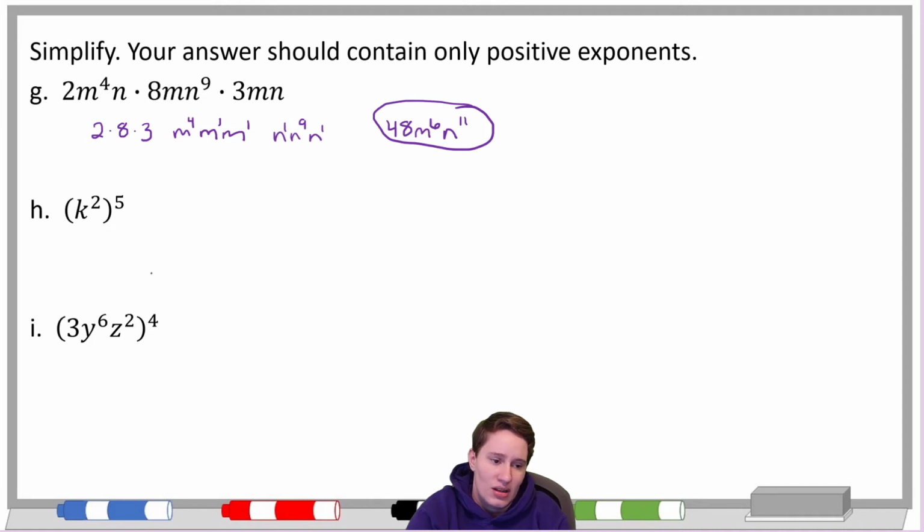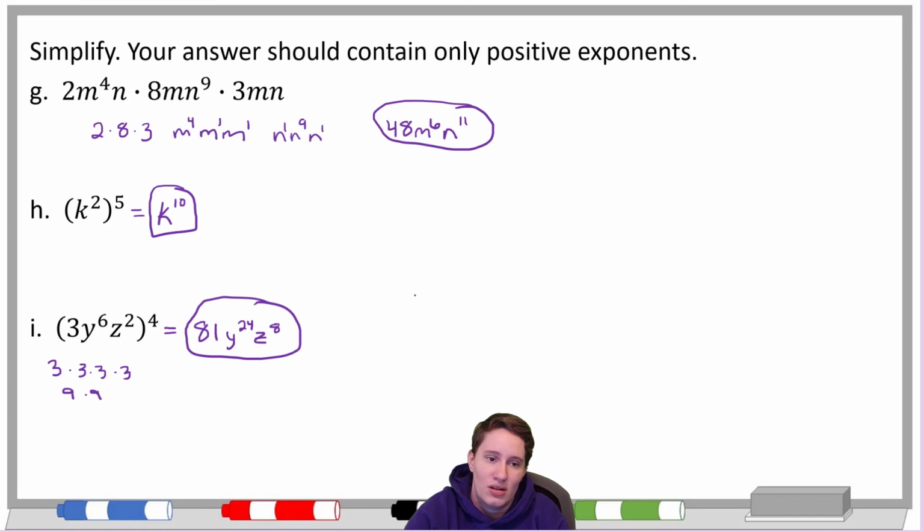Okay? Now, like I said, these other two aren't really necessarily that much different from what we already did. So k squared to the 5th power, well, we've got k squared 5 times, so that makes k to the 10th. Let's see, we're going to do the 4th power on all of these. 3 to the 4th power is 3 times 3 times 3 times 3. So we could say that's 9 times 9, which is 81. Y to the 6th to the 4th power would be y to the 24th. Z squared to the 4th power would be z to the 8th. So that's our answer there.